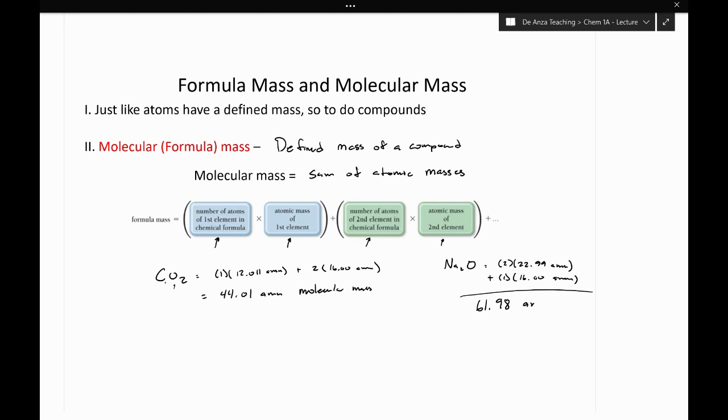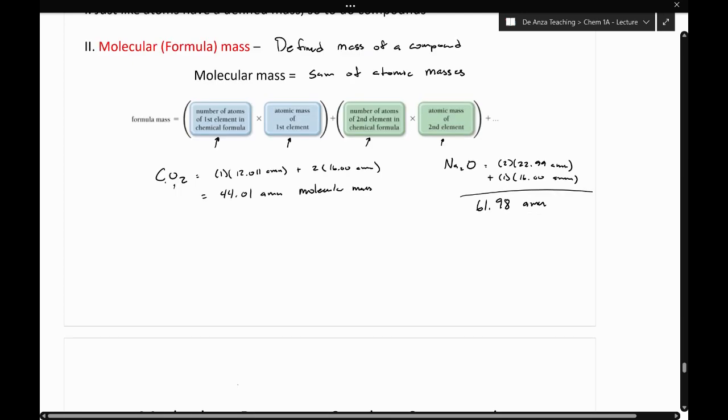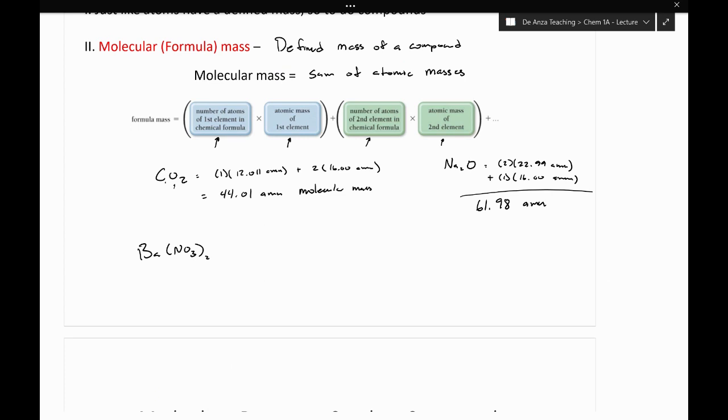We add that together, and we get 61.98 atomic mass units. And then, as a final example, let's look at something that has as part of it a polyatomic ion. So let's look at barium nitrate. Remembering that in this case, to get charge balance, we need more than one of our polyatomic, and we put that polyatomic in parentheses. And so now we can go through. We have 3 different atoms, so we'll have 3 different additive terms here.